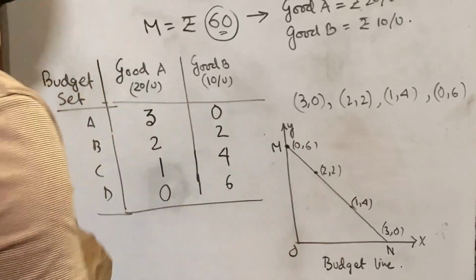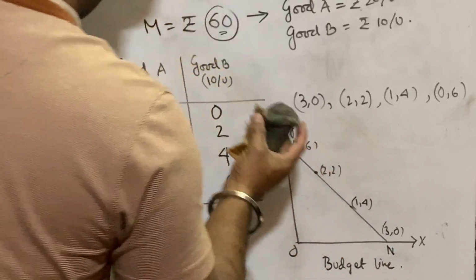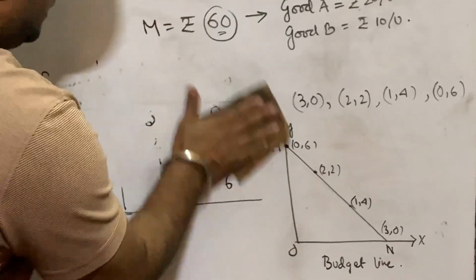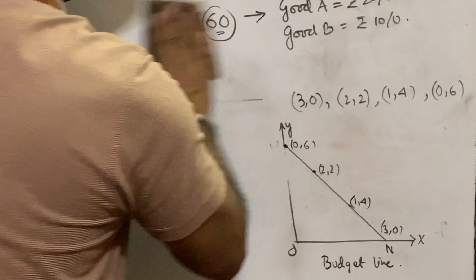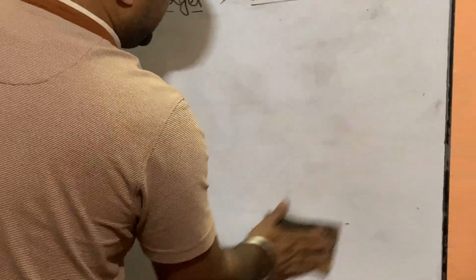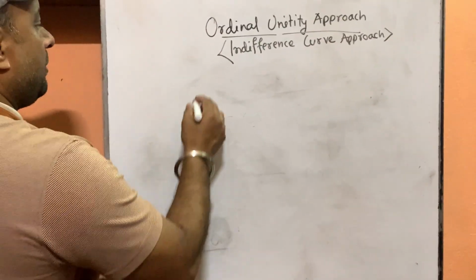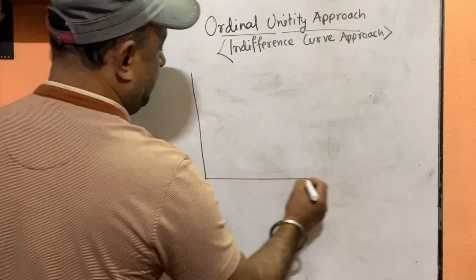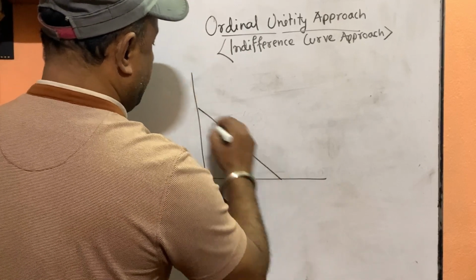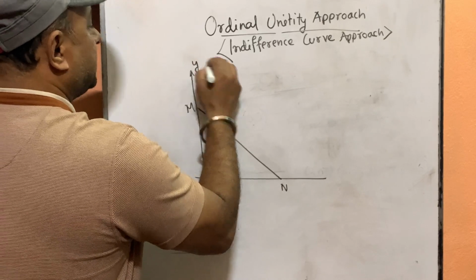Okay, so this is our budget line. Now, when can the budget line shift? The budget line generally shifts when our income changes or the price of the good changes. This is our normal budget line. M, N is the common, normal budget line.